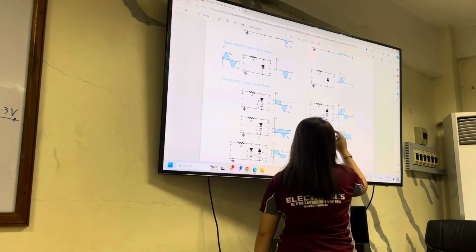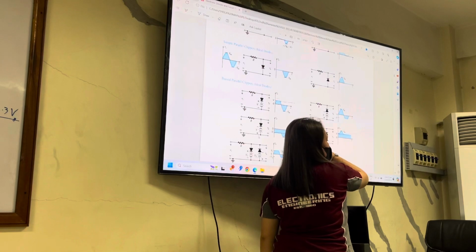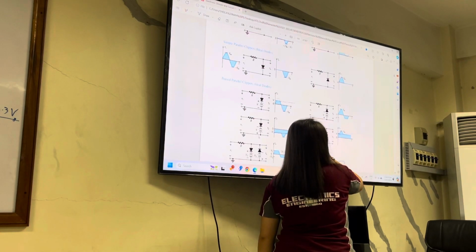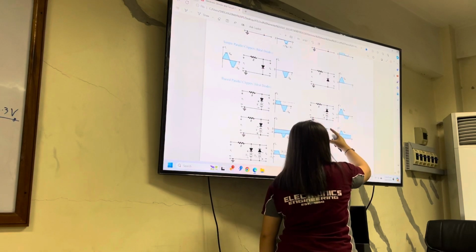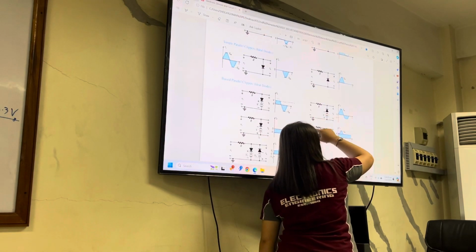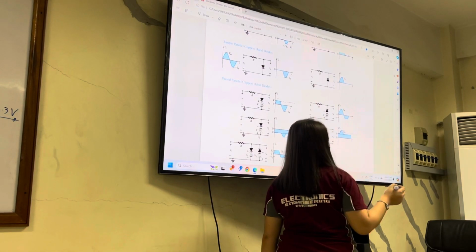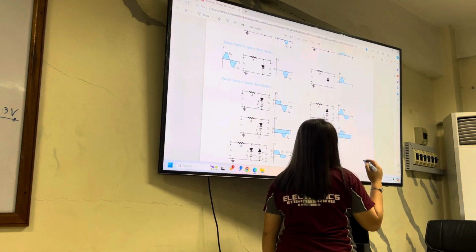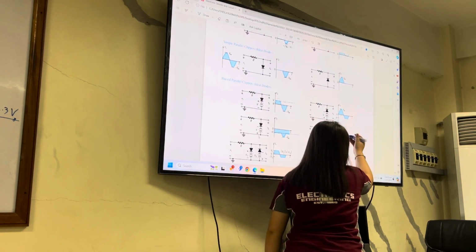Okay, at the negative half cycle, this is negative. At the positive half cycle, this is not existing, so V output is just equal to V input. Now the negative half cycle, this is just equal to 4.